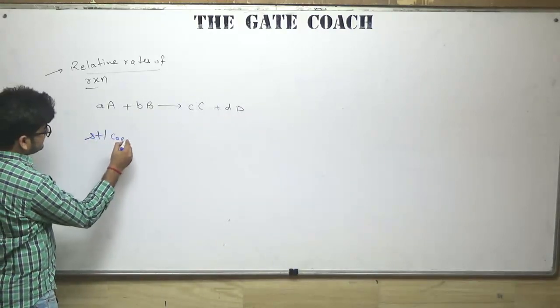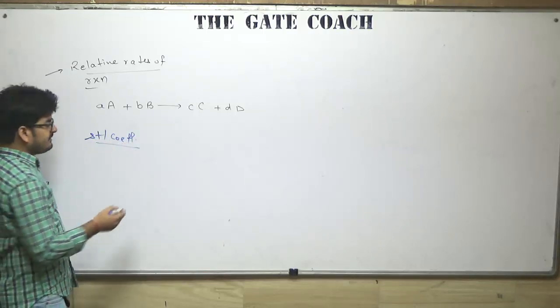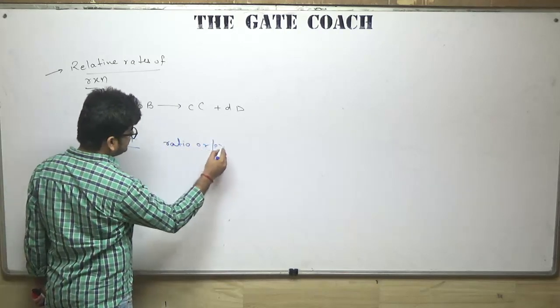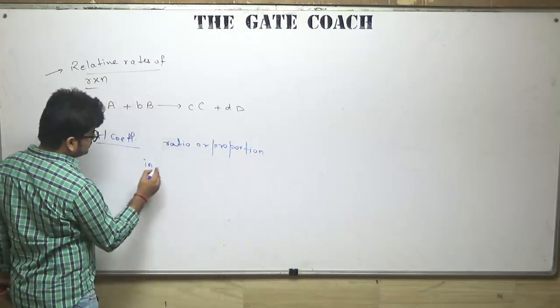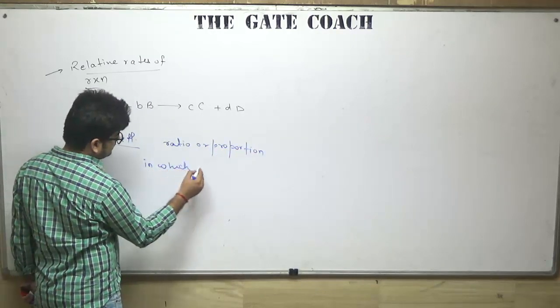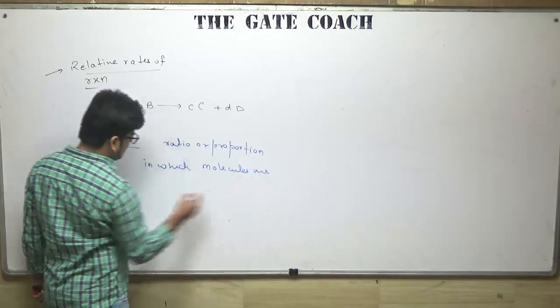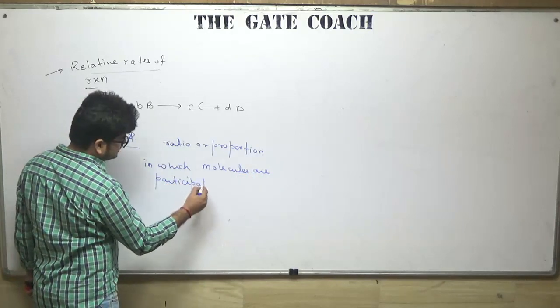Stoichiometric coefficients help us to identify the ratio, or you can say proportion, in which molecules are participating in the reaction.